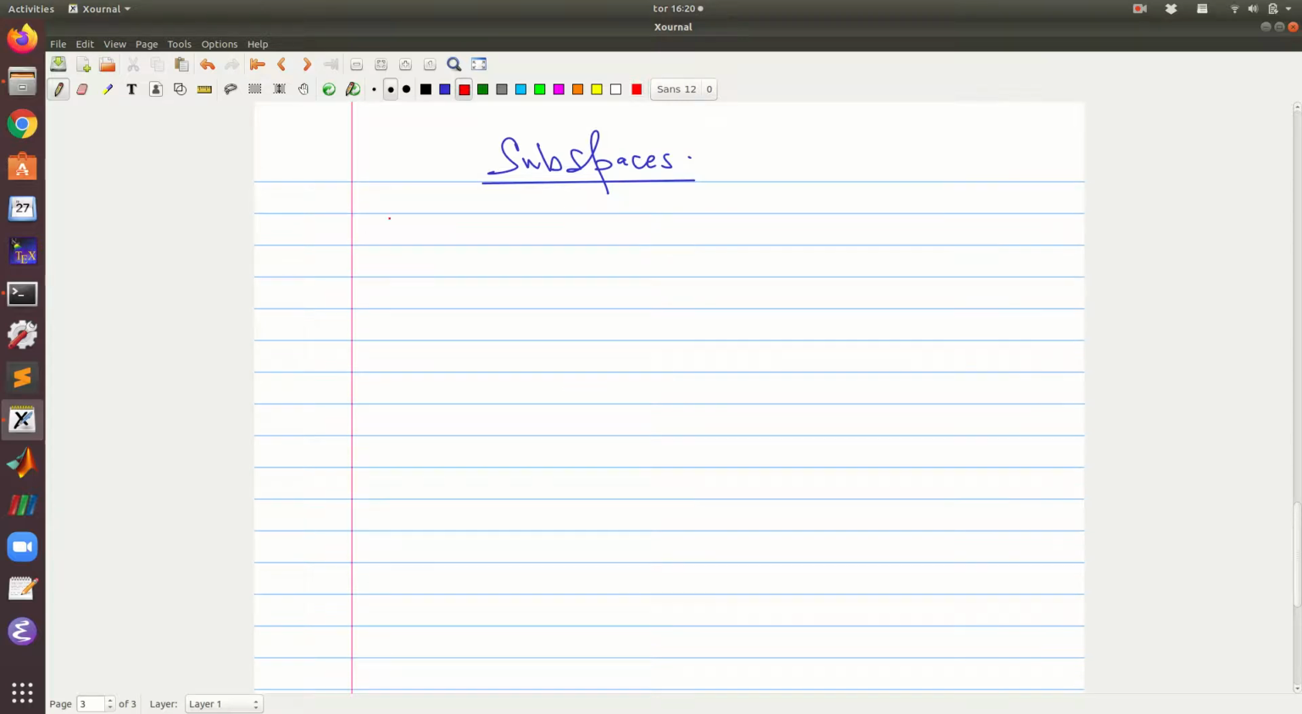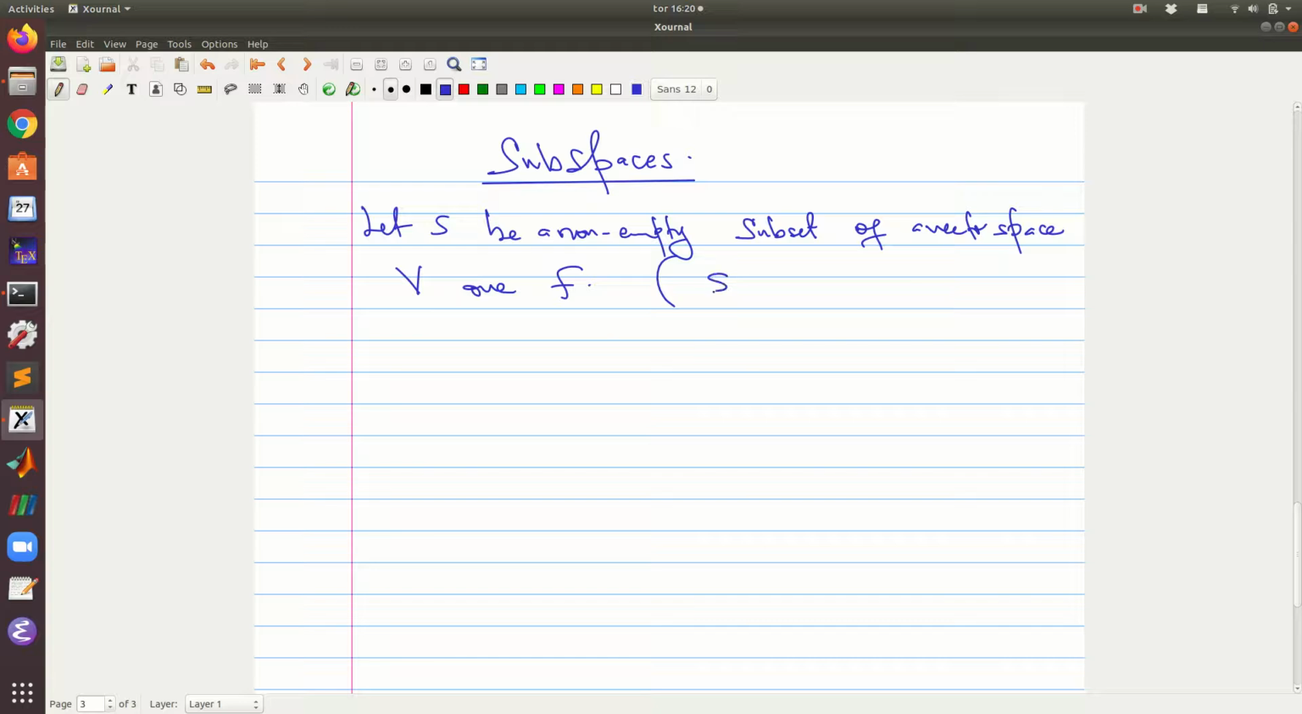Now we would like to start by saying, let S be a non-empty subset of a vector space V over F. In other words, S is a subset of this vector space V.